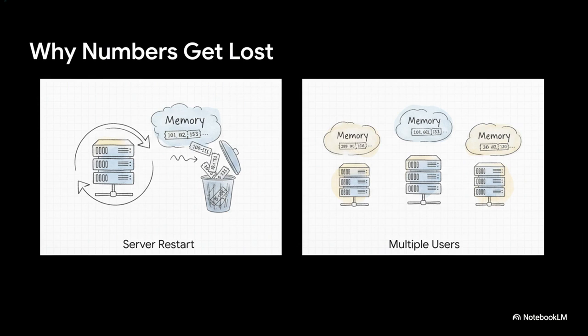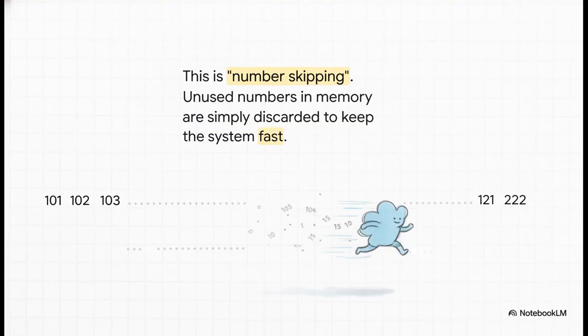And second, you've got multiple users. If you have different people working on different servers, each of those servers grabs its own batch of numbers. So naturally, they're not going to be used in a perfectly straight line. And that right there is number skipping. It's not an accident. It's a deliberate design choice to make sure the system stays incredibly fast, even if it means not having a perfectly neat sequence of numbers.